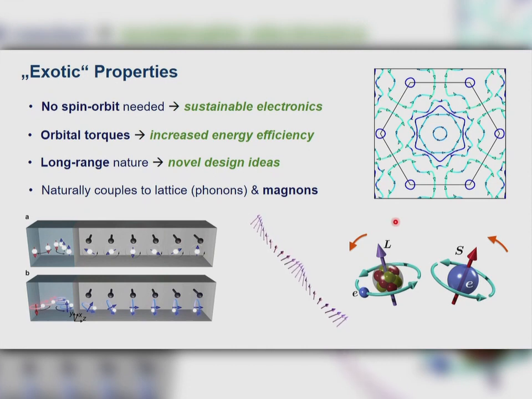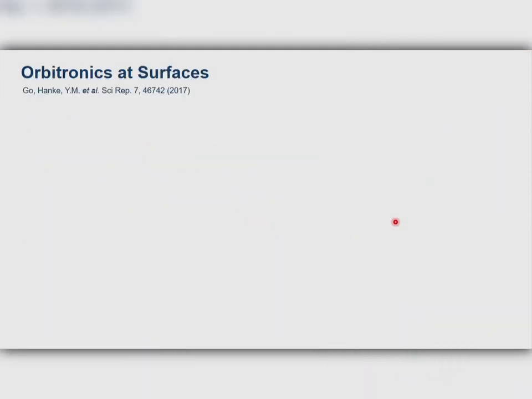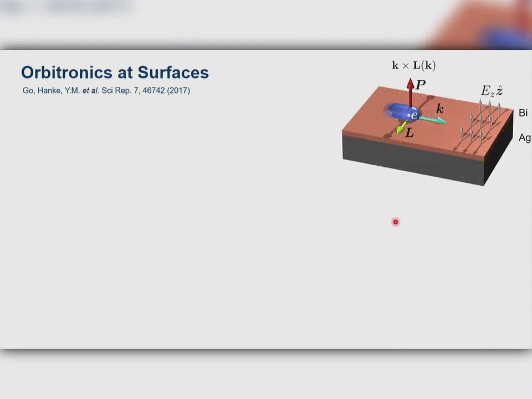And all these magnonic applications that we have seen, in principle, they can carry a cloud of electronic orbital momentum with them. Okay, let's start with the first one, and for this, let's take a look at a surface of some material, for example, bismuth silver or some Rashba surface.